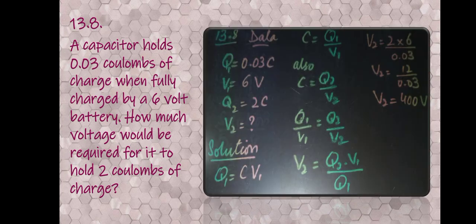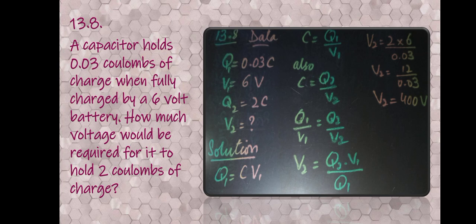First, Q1 is 0.03 coulombs for the voltage supplied 6 volts. Q2 is 2 coulombs that it has to store. What amount of voltage will be required? V2 is required. Q equals C V, as C is a constant because the same capacitor is being used here, so we will see that its capacitance is same. That's why we have not written 1 or 2 with C.